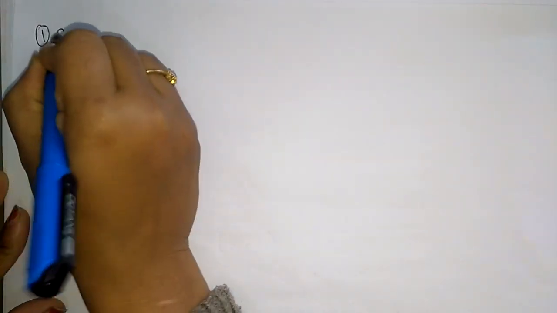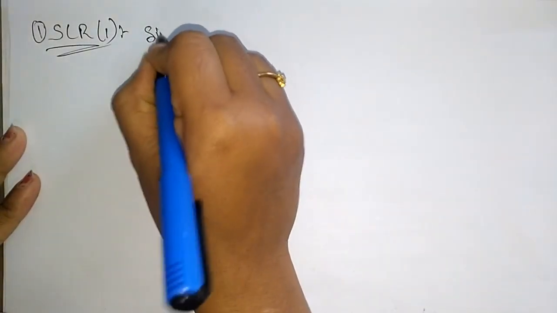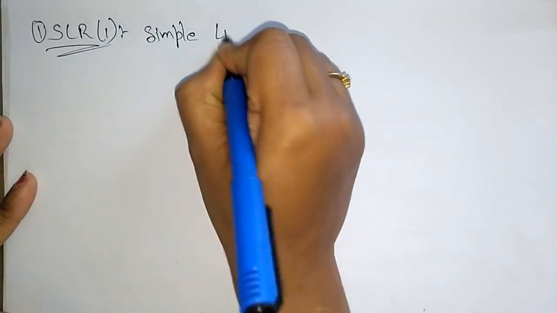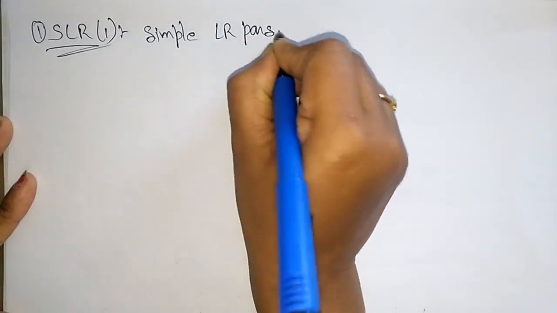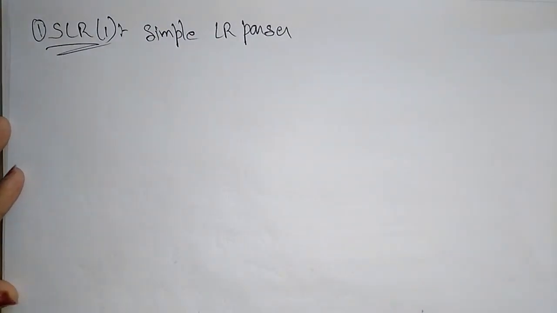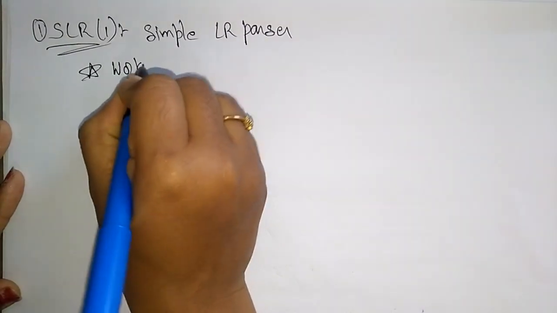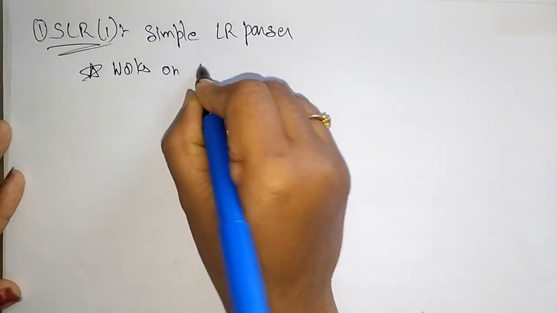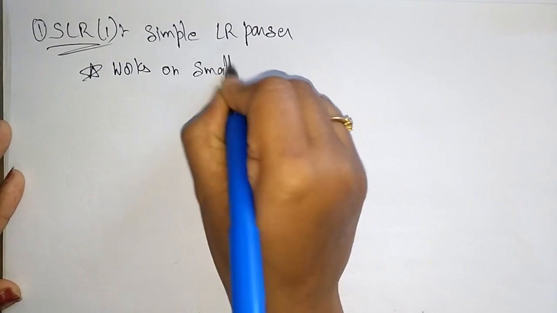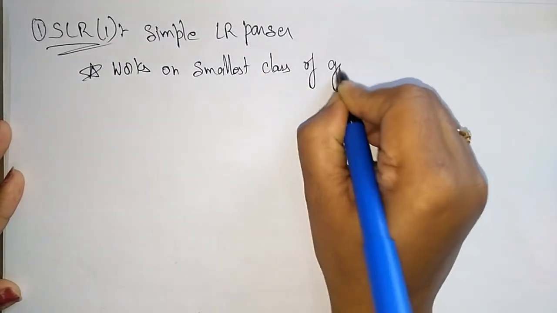SLR1. What is SLR1? SLR1 is nothing but the simple LR parser. S stands for simple. Simple LR parser, and it works on the smallest class of grammar. Let me write the points so that it is useful for you. Works on the smallest class of grammar.